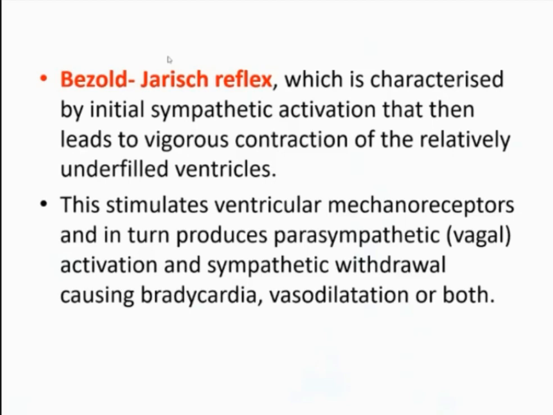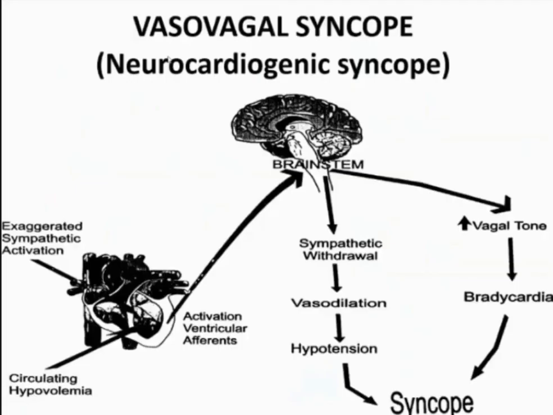Then, of course, the names of the scientists who discovered this reflex that leads to vasovagal syncope. This, of course, is the brain stem. You see here exaggerated sympathetic activation linked to circulating hypovolemia. Okay, especially if he stands for a long time and has hypovolemia, it will lead to activation of the ventricular efferents to the brain stem. The brain stem will order the sympathetic system to withdraw, okay, and increase the vagal tone leading to bradycardia and vaso hypotension and syncope.